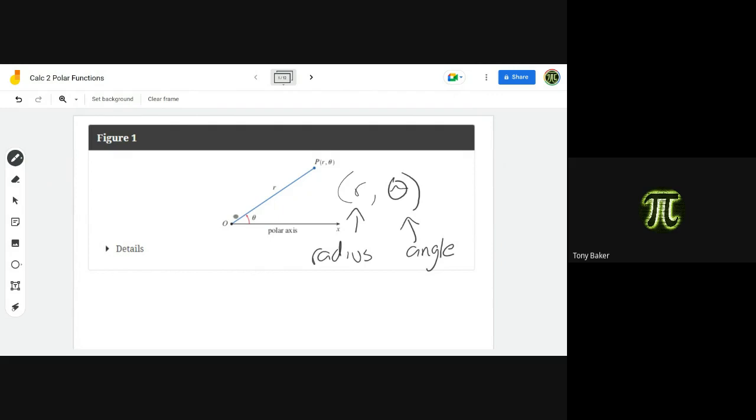Your angle is always going to be from what's known as the polar axis, which is basically your x-axis on the coordinate plane, to the line that you're dealing with. So your angle goes up. We're not actually drawing a line, but it's going up to that point. And then the radius tells you how far out you're going to go.